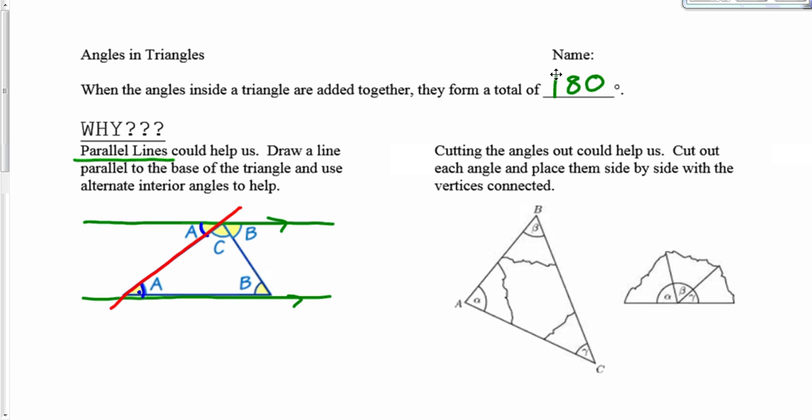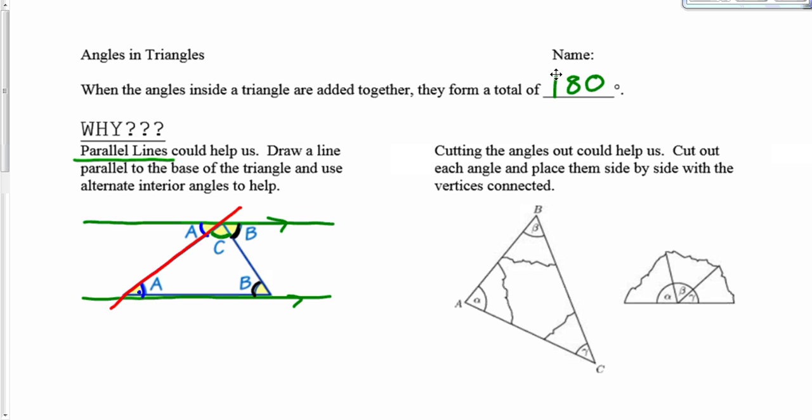Likewise, over here, we can do the same thing with angle B. Angle B is in our triangle. Angle B right here is the alternate interior angle, so they are congruent as well. The last angle in our triangle is this one right here, angle C. It's not alternate interior with anything, that doesn't really matter.